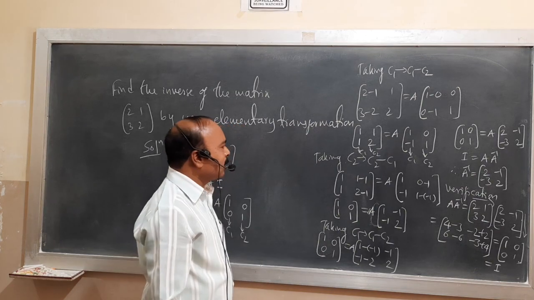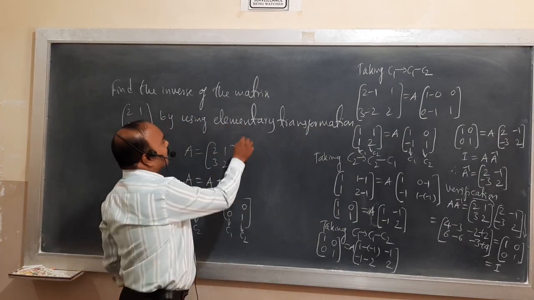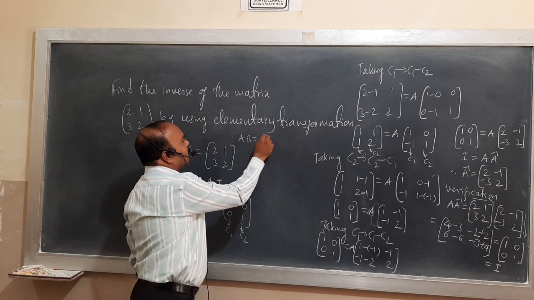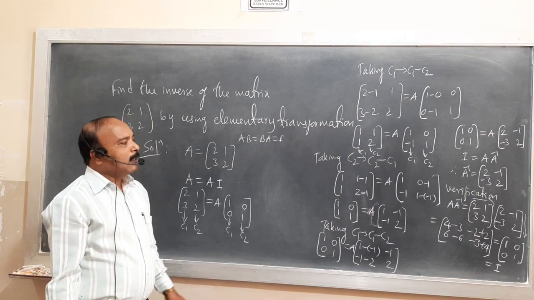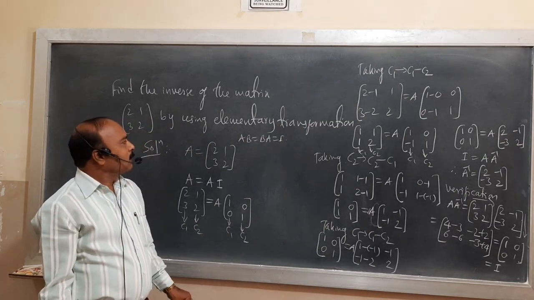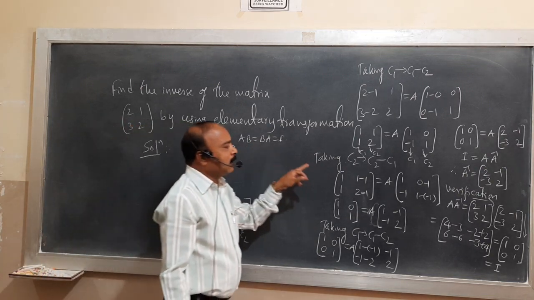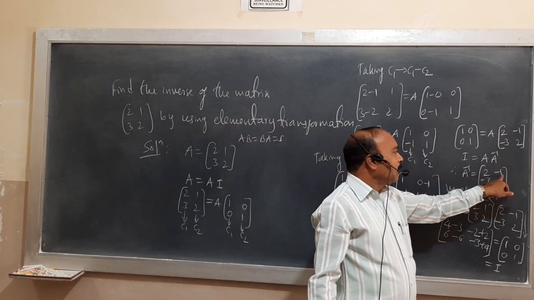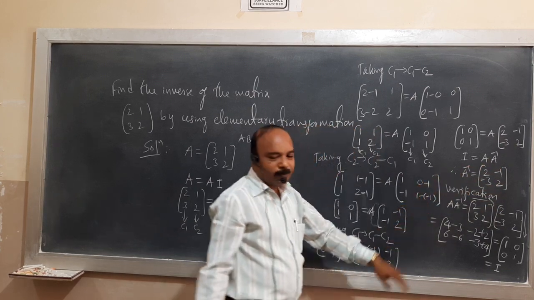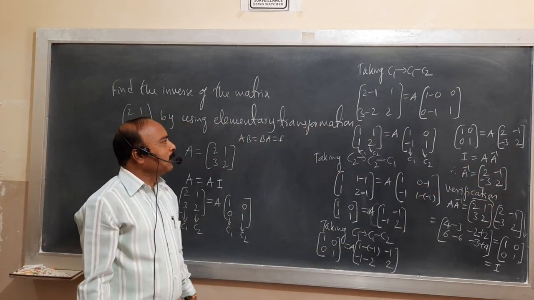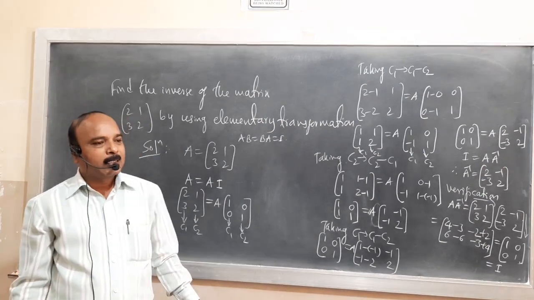Therefore our answer is correct, because it satisfies the condition A into B equal to B into A equal to I, where A is the invertible matrix. The inverse of the given matrix is B. In place of B we get 2 minus 1 minus 3 2. This is the inverse of the given matrix. Like this we find the inverse of the given matrix by using elementary transformation. Write this one.